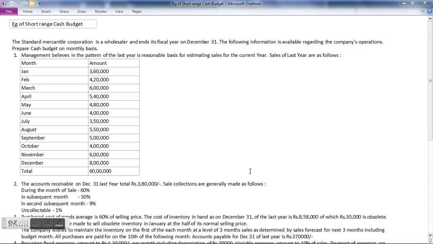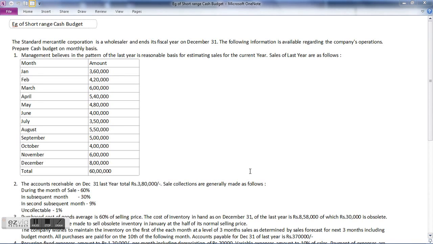So here we will see one example of a short range cash budget. Okay, so let's see this. We are preparing a cash budget on a monthly basis here. Let's read the example. The Standard Mercantile Corporation is a wholesaler and ends its fiscal year on December 31st. The following information is available regarding the company's operations. Prepare a cash budget on a monthly basis.